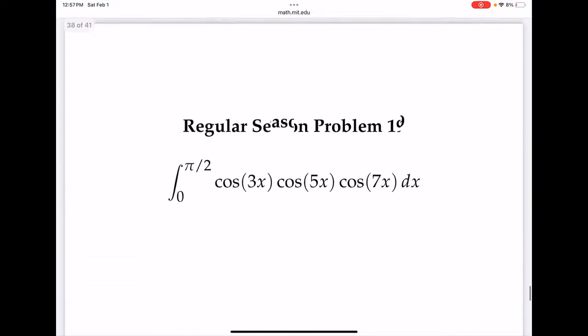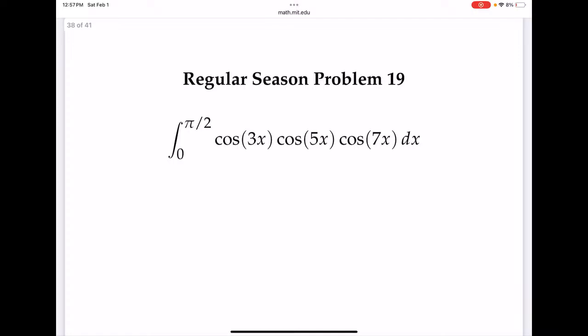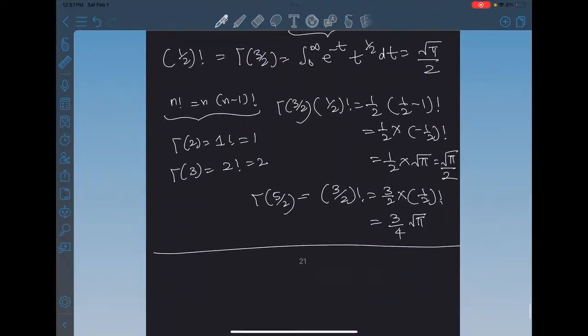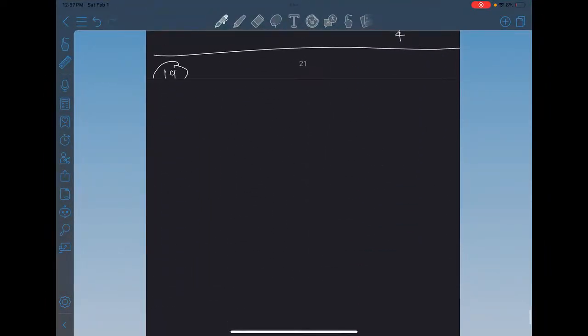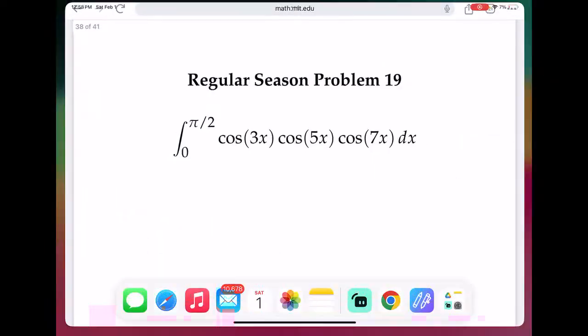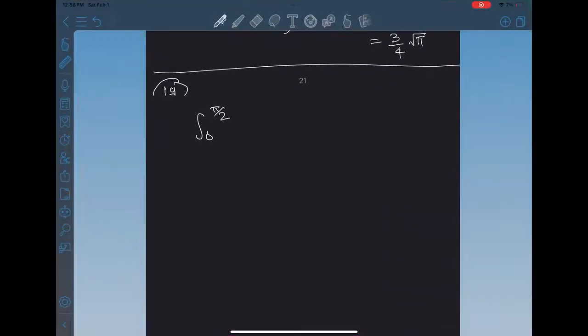Now, the 19th problem. This is interesting. It's the 19th problem of MIT integration bee: the integral from 0 to pi by 2 of cos 3x, cos 5x, cos 7x. Just like always, how do we approach this problem?